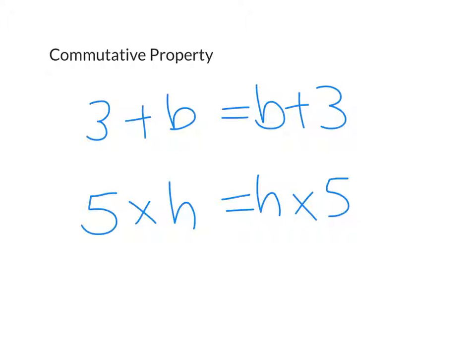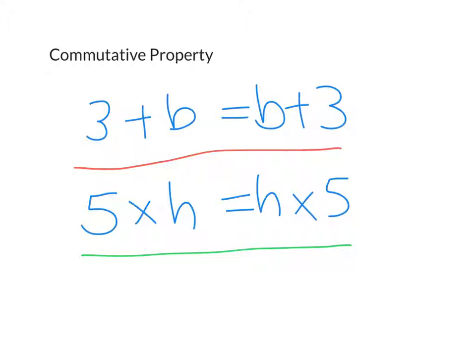The commutative property says the order in which we add or multiply does not matter for a pair of numbers. So if we look at this first problem here, 3 plus b, that's equivalent to b plus 3. So 3 plus b and b plus 3, it doesn't matter what order they're in. They're the same expression. They're equivalent expressions, because no matter what b's value is, you're still going to come up with the same answer.